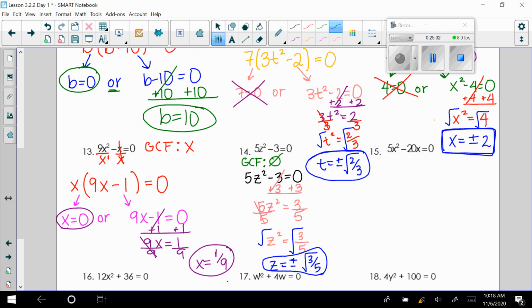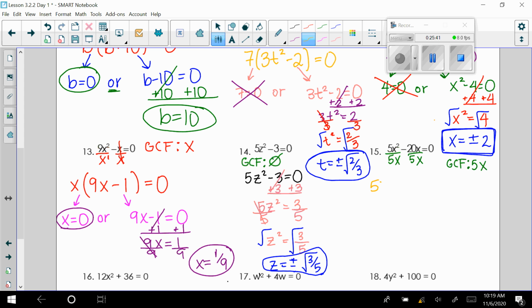Okay, and the last one that I'll do with you, number 15. So thinking about our GCF, we need to figure out what number divides into both 5x squared and negative 20x. Well, 5 goes into both 5 and 20. So that's going to be our number. And then both of these have x's that they can give up, right? This has two x's and this has one x. So the most x's they could take from both terms would be an x. So our GCF is going to be 5x. We could divide up 5x from both of those.